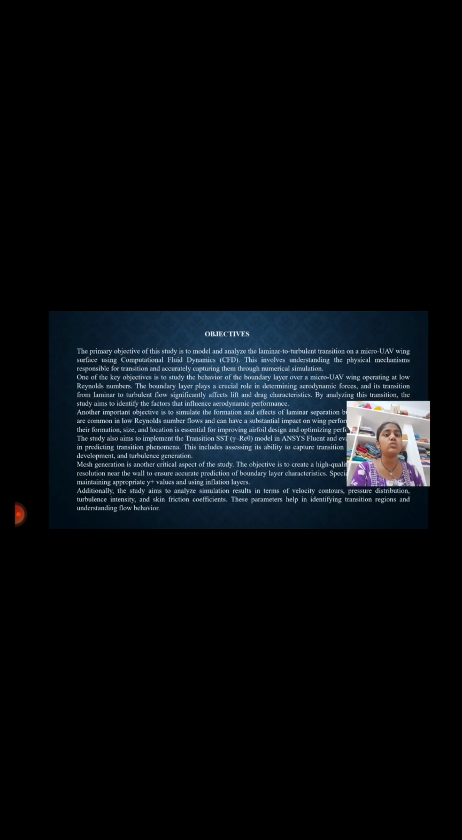So the objective of this project: the primary objective of this study is to model and analyze the laminar to turbulent transition on a micro UAV wing surface using computational fluid dynamics. This involves understanding the physical mechanisms responsible for transition and accurately capturing them through numerical solutions.